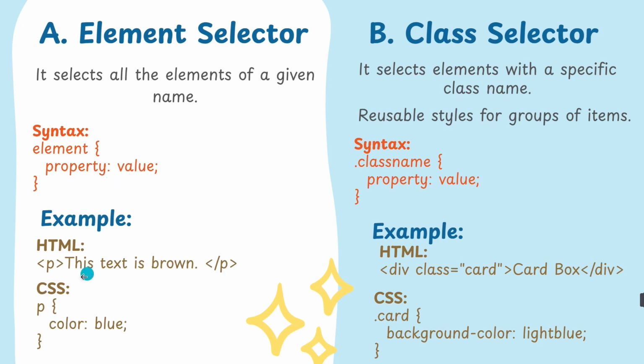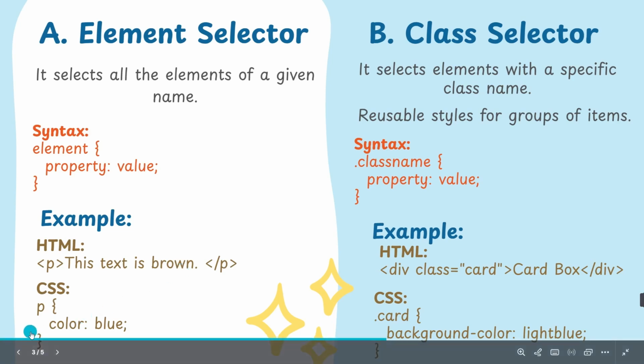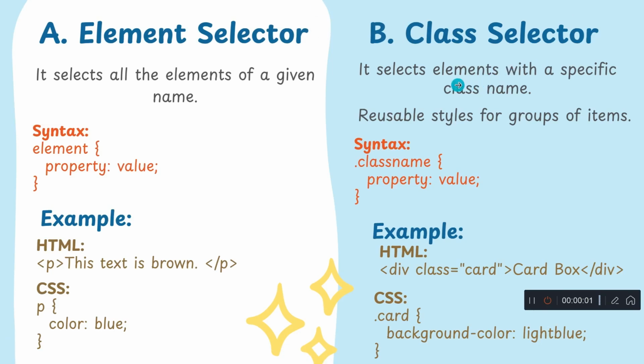Example here is that I want to style this paragraph. This text is brown, and I'm just going to style this paragraph. So I'm just specifying the element, that is p, that I want to style, with color: blue. That is the property.